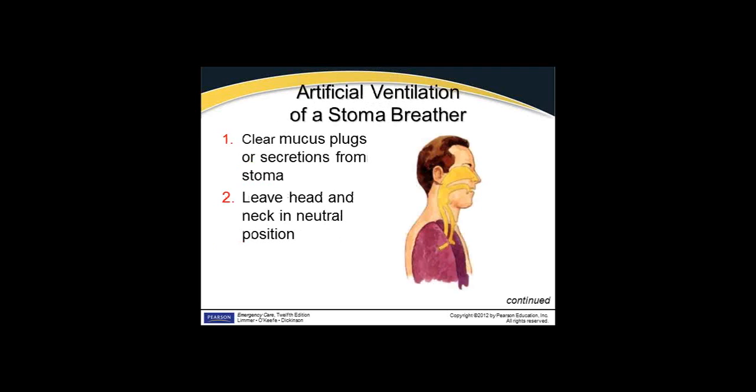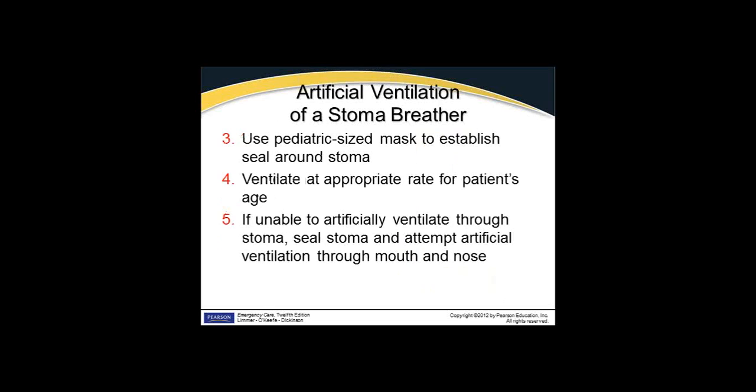Oddball situations: we may run into artificial ventilation of a stoma breather. A stoma breather is a person with a hole in their neck, usually right above the collarbone area. Leave the head and neck in a neutral position. You may need to do a little bit of suctioning with your French suction catheter right there. You can use a pediatric-sized mask to establish a seal around their stoma, and then ventilate at the appropriate rate. So you're still going to use an adult bag valve mask, just with a pediatric mask.